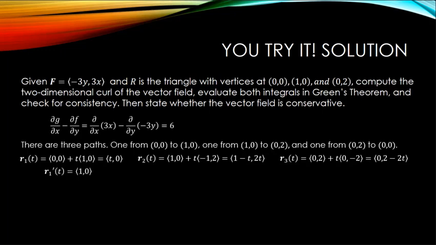r1 prime of t is the vector with components 1, 0, r2 prime of t is the vector with components negative 1, 2, and r3 prime of t is a vector with components 0, negative 2. F sub 1 is equal to the vector with components 0, 3t. F sub 2 is equal to a vector with components negative 6t and 3 minus 3t.